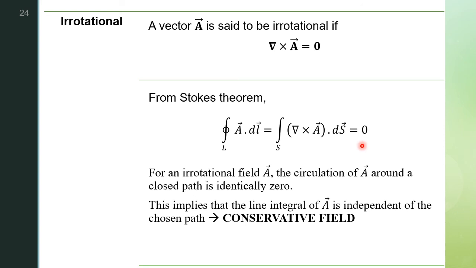That means if the vector is an irrotational vector, then the circulation of the vector around a closed path is equal to 0. That is, irrespective of the path taken, the integral of an irrotational vector over a closed path is always equal to 0. So the vector whose line integral is independent of the path is called a conservative field.